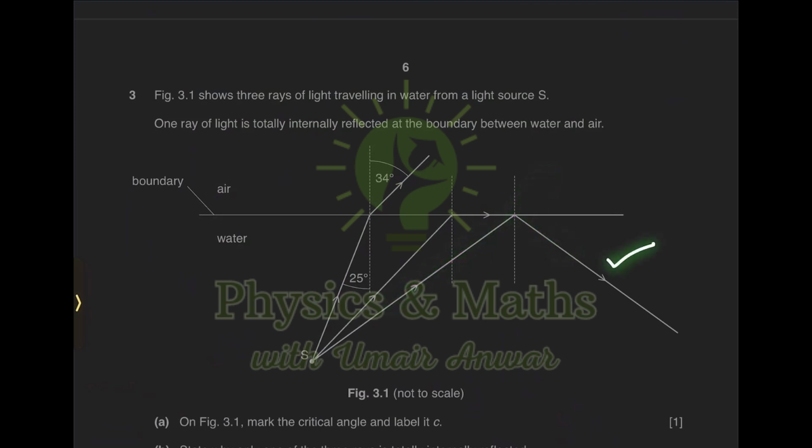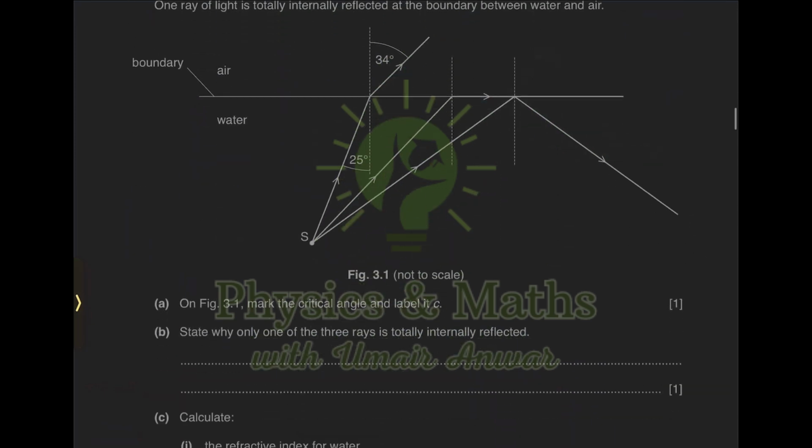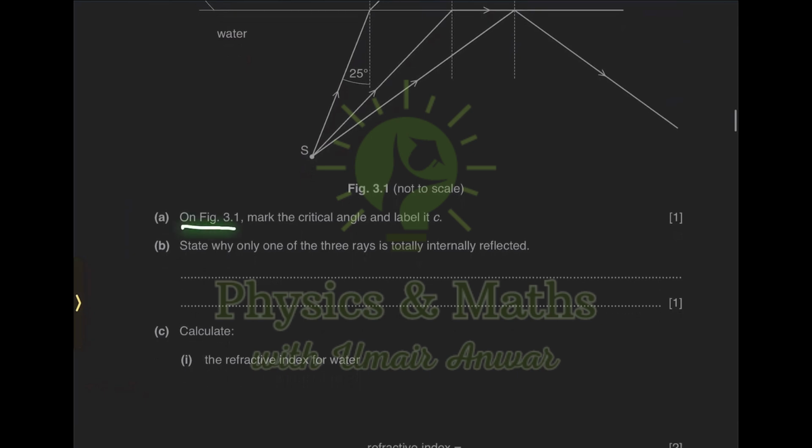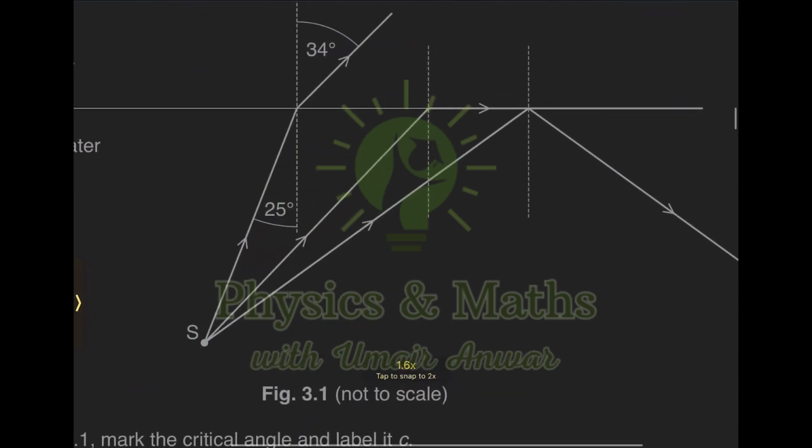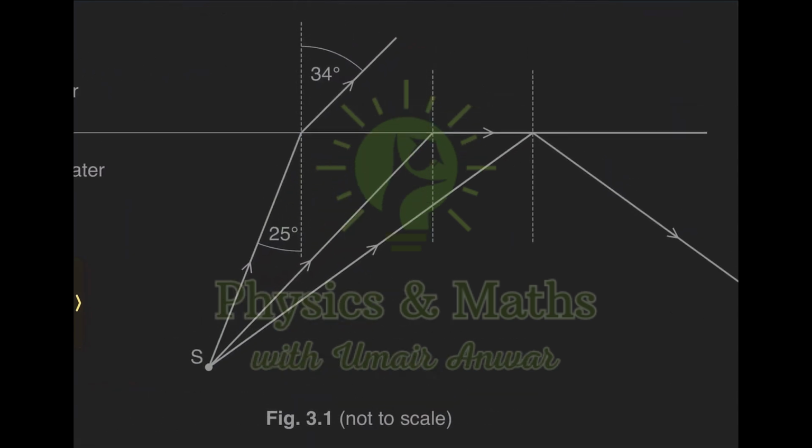So this is the third ray, what the examiner is talking about here. Now, part A on figure 3.1, mark the critical angle and label it as small c. Now, the critical angle, it is an angle of incidence, and all the angles are measured by the normal, and three normals are drawn here. As we can see, all these three dotted lines, they are called normal.